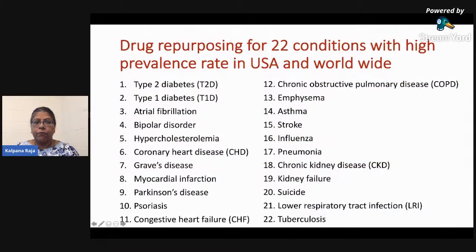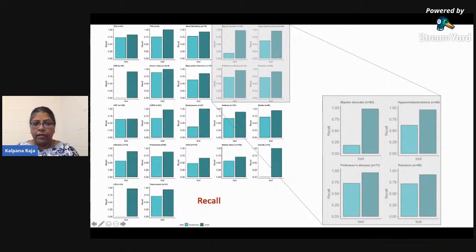So in addition to the 4 diseases I discussed so far, we also applied SKiM on repurposing drugs for 22 conditions with high prevalence rate in USA and worldwide. This includes type 2 diabetes, kidney failure, stroke, asthma, and the complete list is here. So this is what we found. It's a lot of information on the slide. So I just want to summarize.